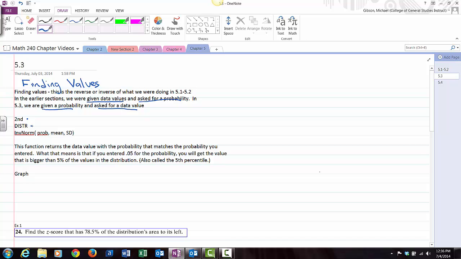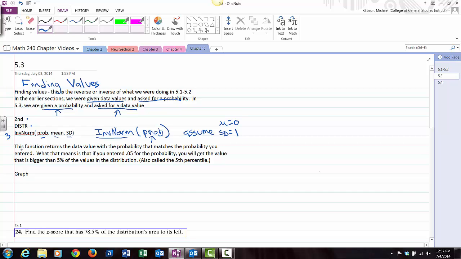It'll be second, distr, and then option 3 is INV norm. The inputs you give it are the probability, the mean, and the standard deviation. And just like with the normal CDF, if you select INV norm and leave off the mean and the standard deviation, the calculator will assume that the mean equals 0 and the standard deviation equals 1. In other words, if what you want is a data value in a standard normal distribution that matches a given probability, all you got to do is select INV norm and put the probability in.